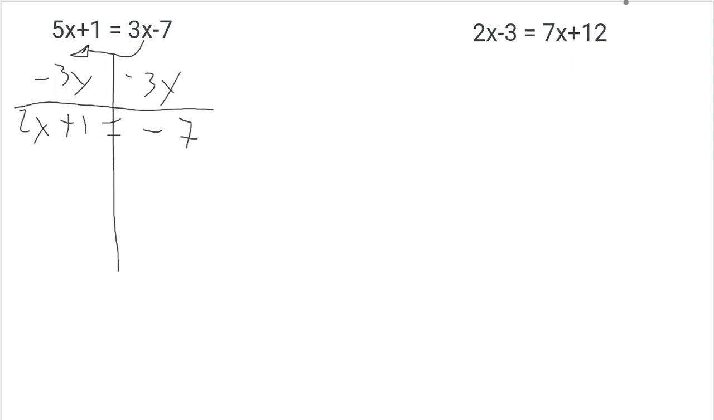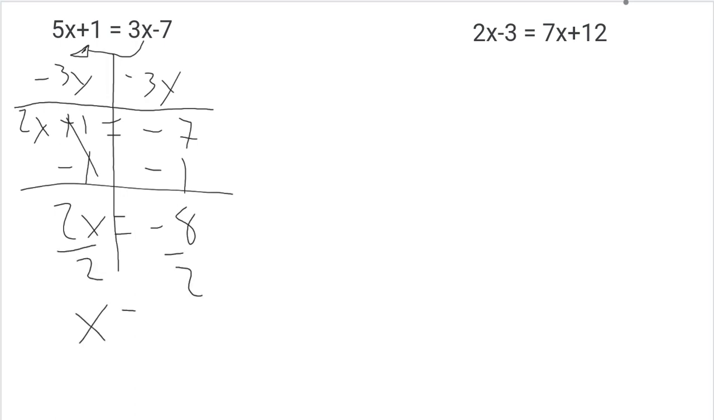And now it's our two-step equations. So minus 1 cancels. 2x is equal to negative 8. Divide both sides by 2. x is equal to negative 4.